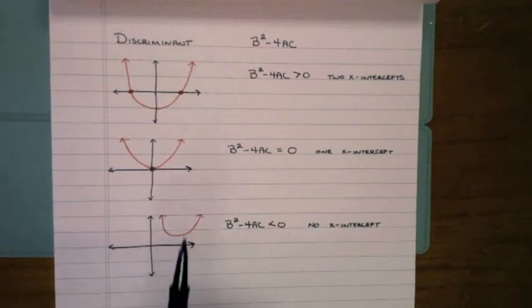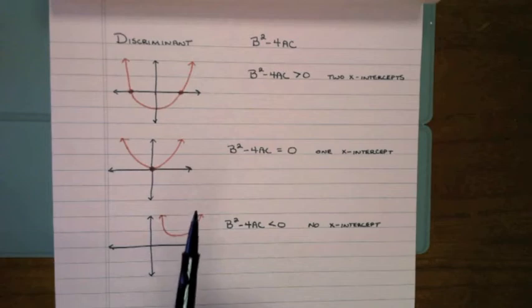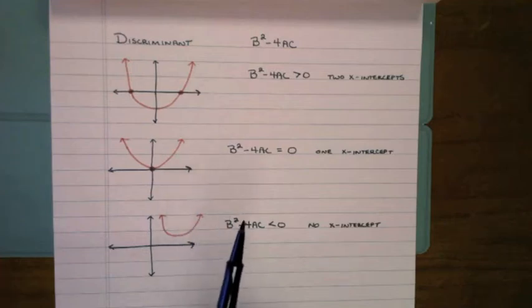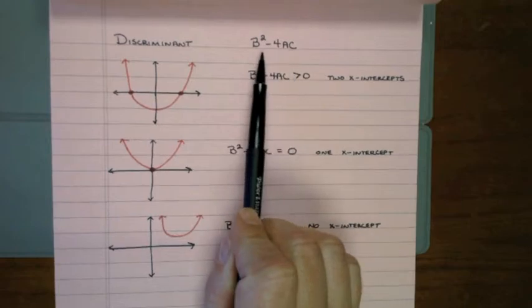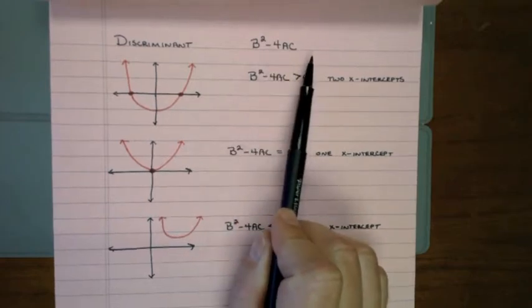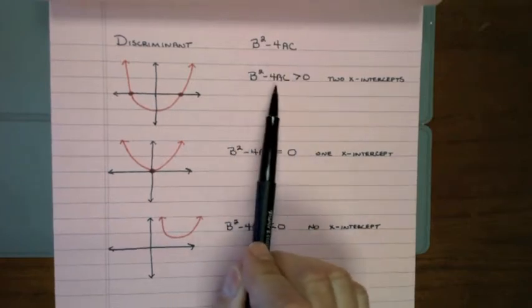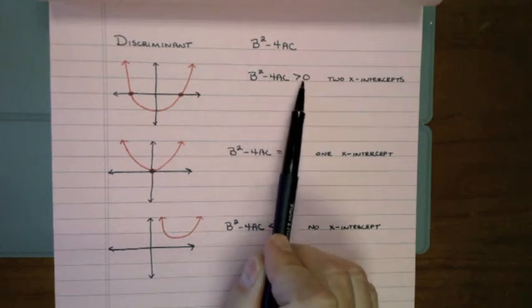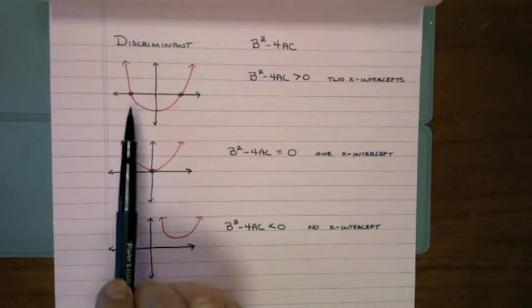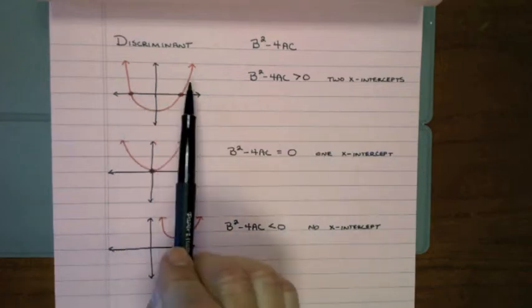So what you do is you make sure the quadratic is in standard form. Once it's in standard form, you're going to have an A, a B, and a C. You're going to plug the A, B, and C into this little formula right here. Determine what it is. Once you do the math, if the number you get right here is greater than 0, then it's going to look something like this. It's going to have two x-intercepts.